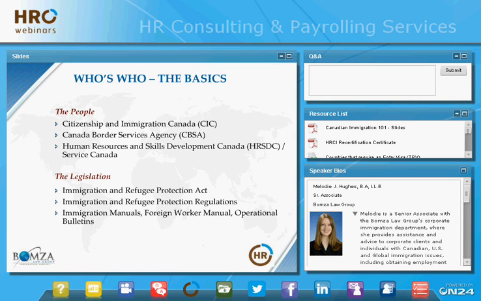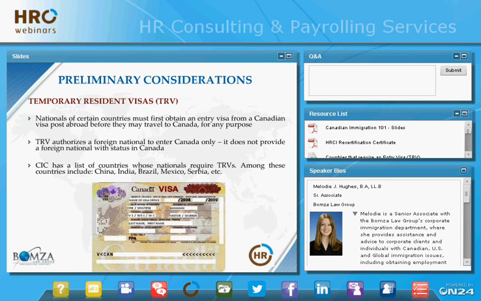Now you know who the key players are. Let's take a look at some preliminary considerations. The first things to look at and really to address before you're sending or bringing a foreign worker into Canada really is, do they need an entry visa? In Canada, the entry visa is called a temporary resident visa, or a TRV, not to be confused with the TRP. The TRV is required of nationals of certain countries.